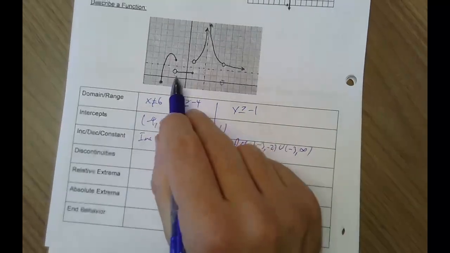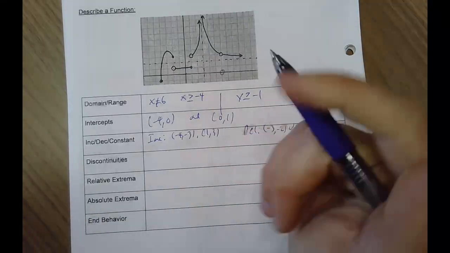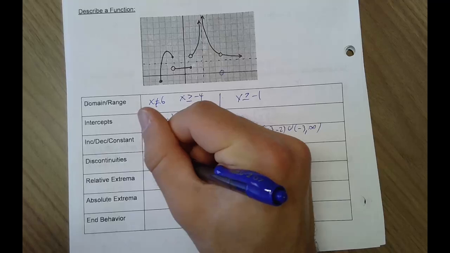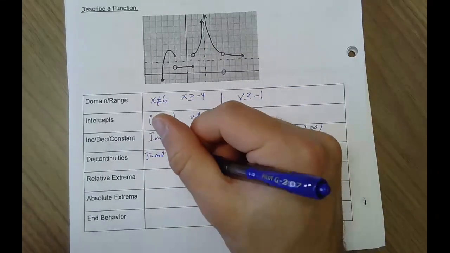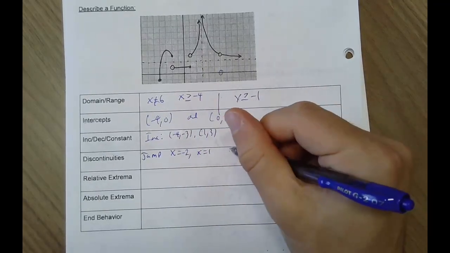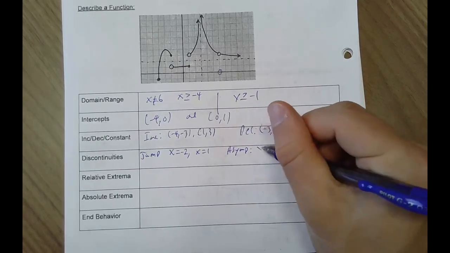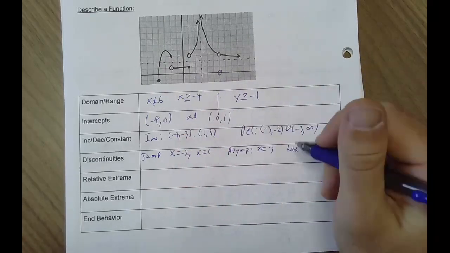Okay, and it'll be constant from -2 to 1. Okay, discontinuity. So we have a jump discontinuity at -2 and 1. We have an asymptote at x equals 3. Then we have a hole at x equals 6.